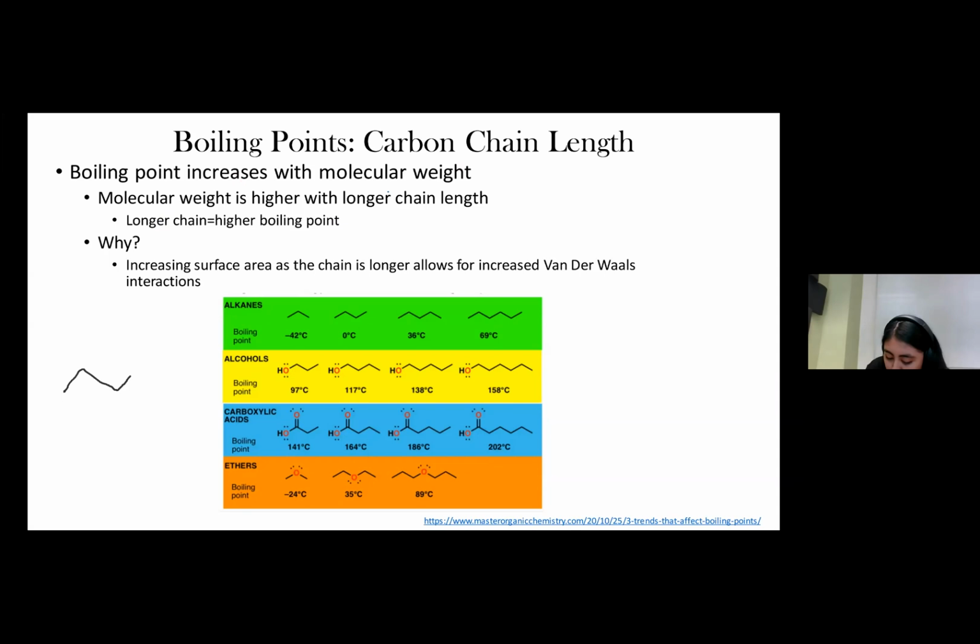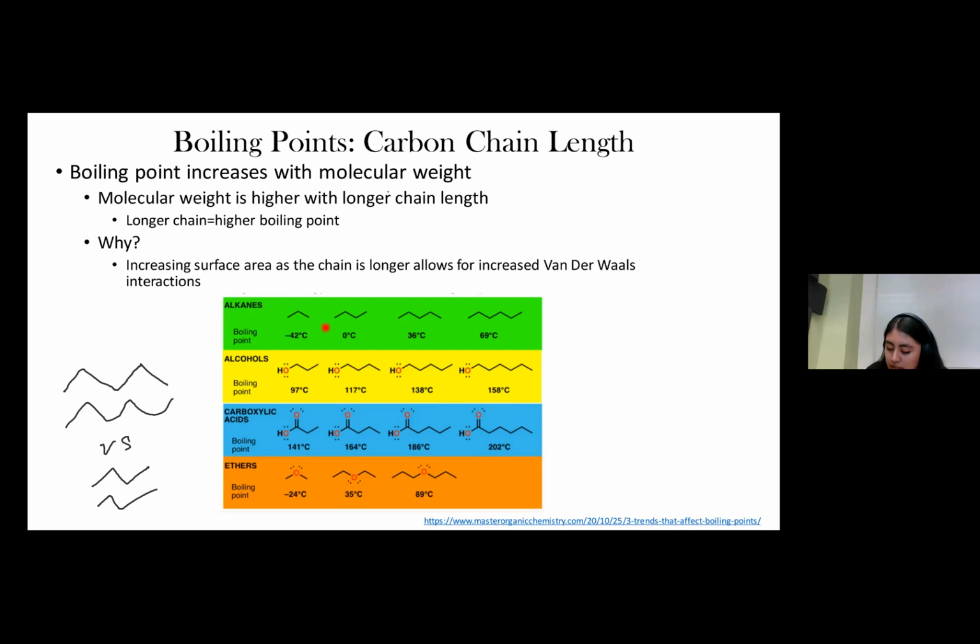So let me draw an example right here. Versus, I know that is wonky, right? So the reason is that when you have a longer chain like this as compared to this, there's more surface area for these chains to interact. And when they interact, you open the possibility of them having van der Waals interactions. So this has more van der Waals interactions than this. And we talked about how van der Waals interactions are able to increase the boiling point, right?